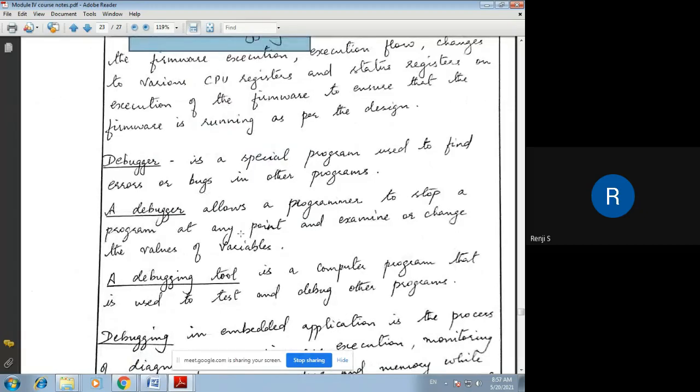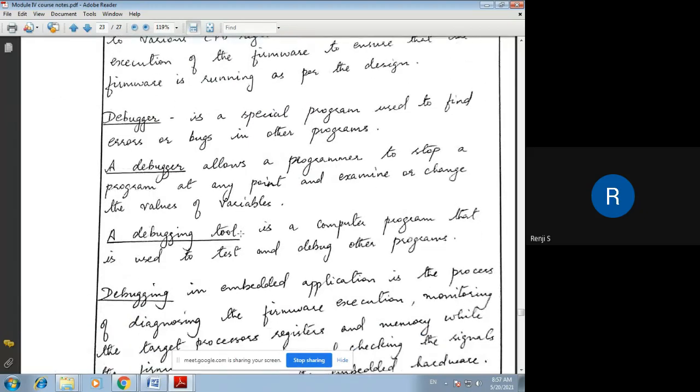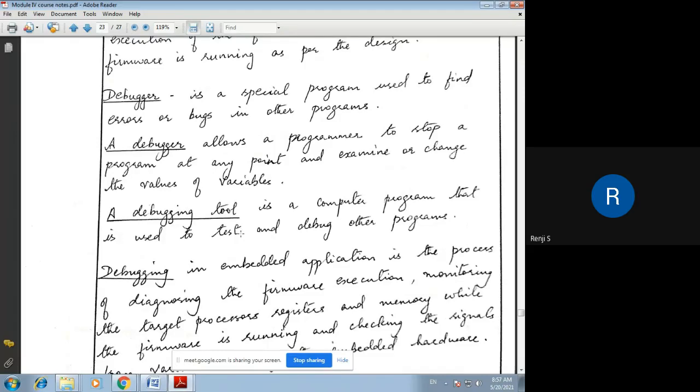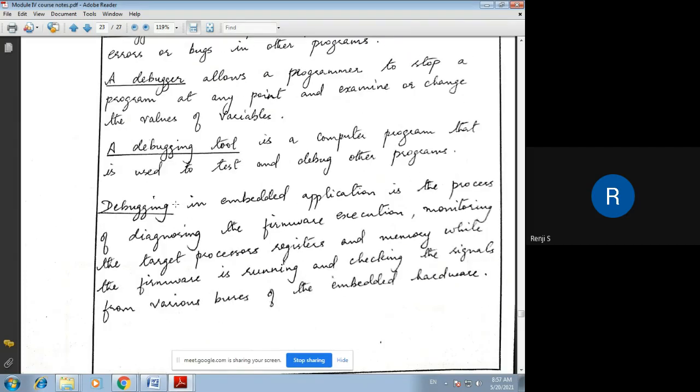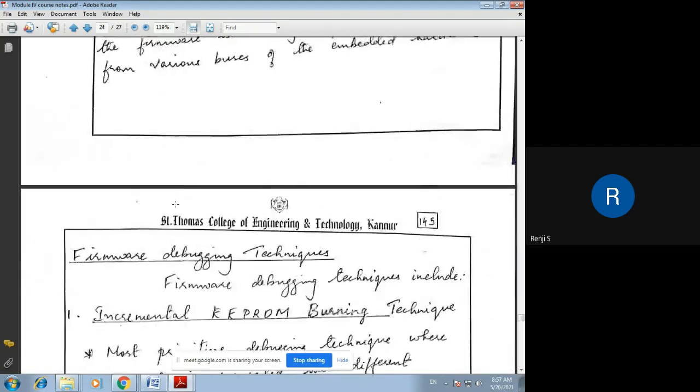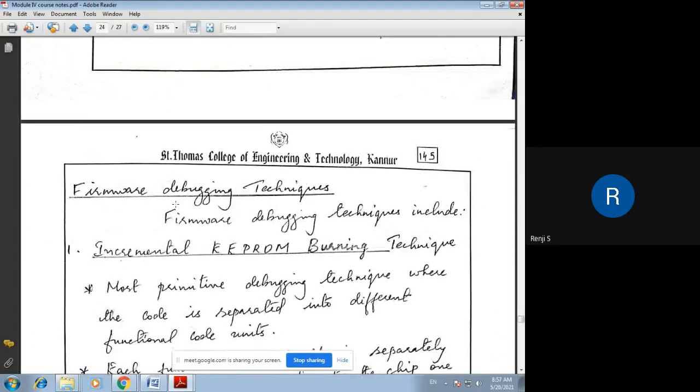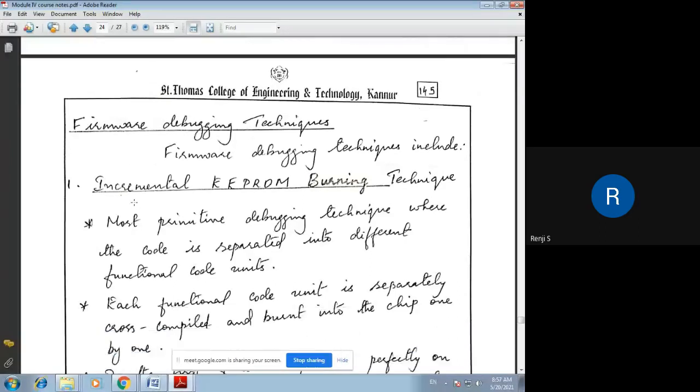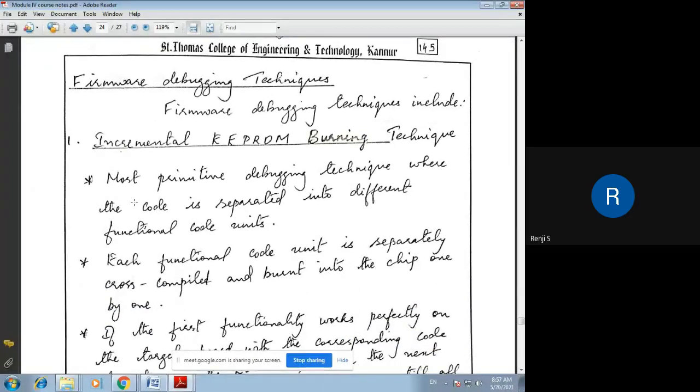There is a debugger program used to find errors in other programs. It allows the programmer to stop at certain points and examine the values of registers or variables, and we can even change the values of variables and examine the output. These debugging tools mostly come with the IDE itself, and they can be classified into two: firmware debugging and hardware debugging. We call these techniques. We have discussed around three firmware debugging techniques.